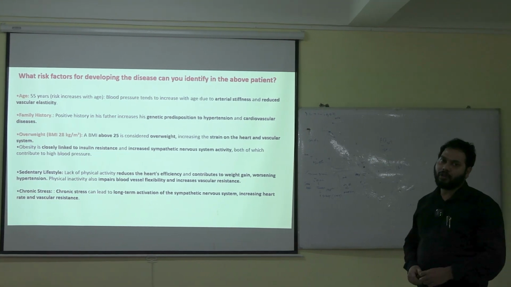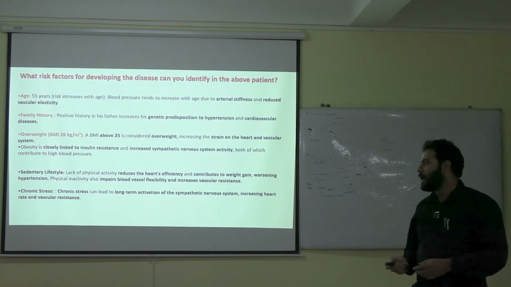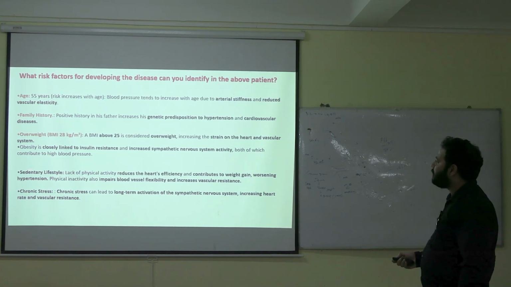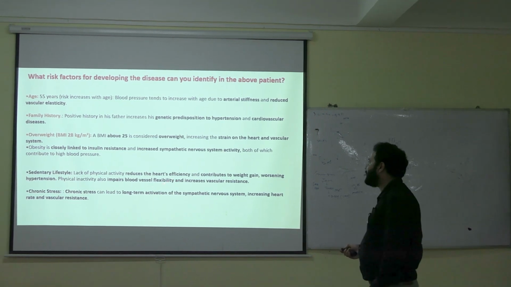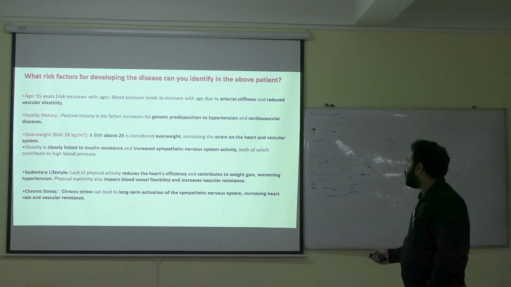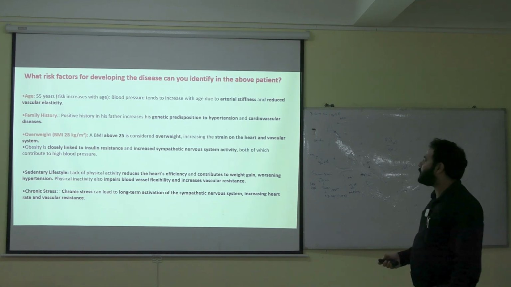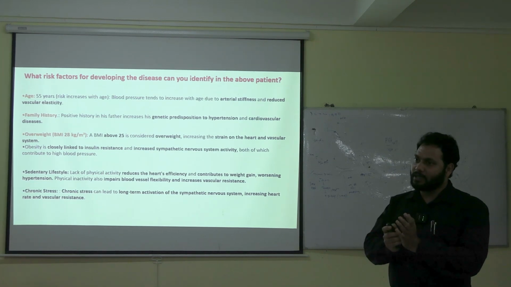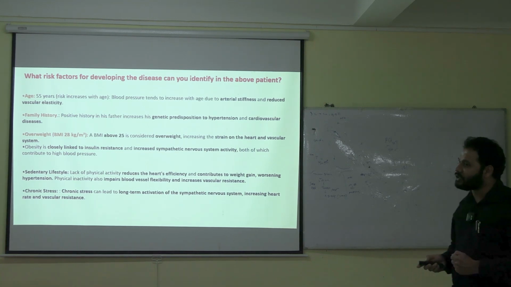Obviously, as we know, physical activity is the most important factor which reduces blood pressure. But the subjects lead sedentary lifestyles. So what is the physiological impact of these sedentary lifestyles? It reduces the heart's efficiency and contributes to weight gain. So both the reduced heart efficiency and weight gain lead to worsening of hypertension. So this is how all those factors are physiologically linked to the development of hypertension.